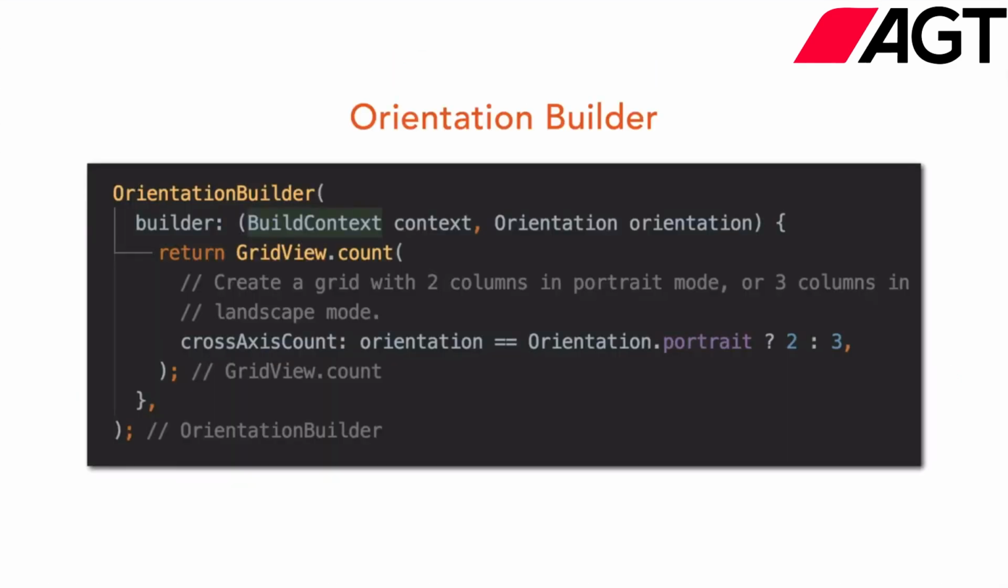Apart from MediaQuery and Layout Builder widgets, Flutter also provides us with the Orientation Builder widget, which simply provides orientation. To use Orientation Builder, simply return Orientation Builder from the build method of your widget, very similar to the Layout Builder. And every time there is a change in the orientation, the Orientation Builder's builder method will be called, and you get the current orientation in the orientation property.